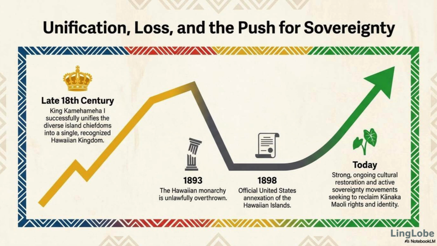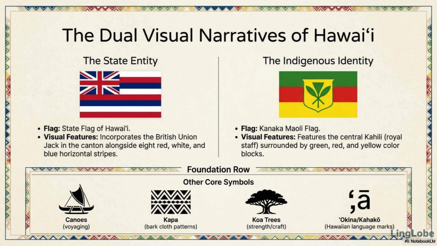Wow. But then, obviously, the timeline takes a huge hit. King Kamehameha I unified the islands, but then in 1893, the monarchy was unlawfully overthrown. Right, mostly because of foreign sugar trade interests. Yeah. And that led to the U.S. annexation in 1898, which completely changed everything. But that history is exactly what fuels today's sovereignty movement, right? People are actively working on cultural restoration.